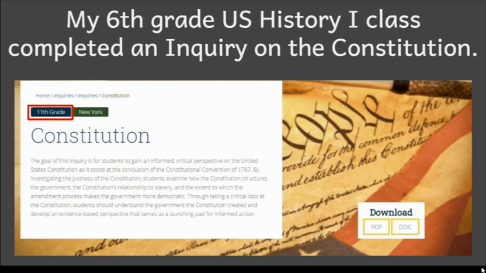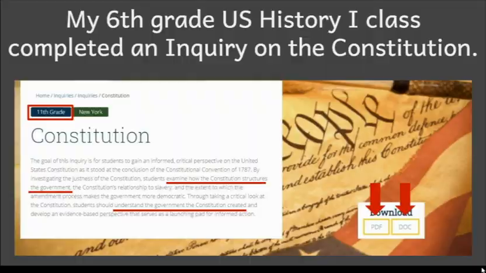When I was looking at the description of this inquiry, the things that excited me the most were examining how the Constitution structures the government and having the students understand the government that the Constitution created. So these are two basic ideas in the U.S. History 1 content that I thought my students could learn through this inquiry. And again, in order to get to that full inquiry to see the sources and the breakdown of the questions, you can either go to PDF or Doc when you're on that website.